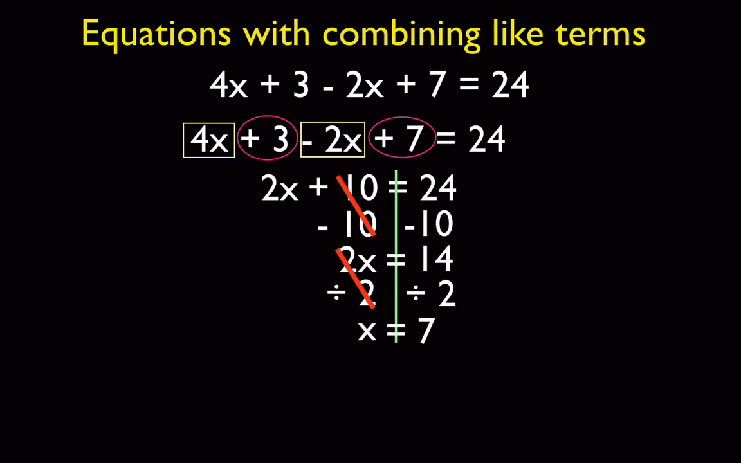Once again, to check this answer, all we have to do is go, okay, 4 times 7 is 28. 28 plus 3 is 31. 2 times 7 is 14. 31 minus 14 is 17. 17 plus 7 is 24.